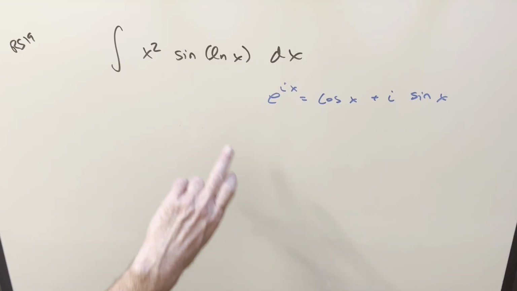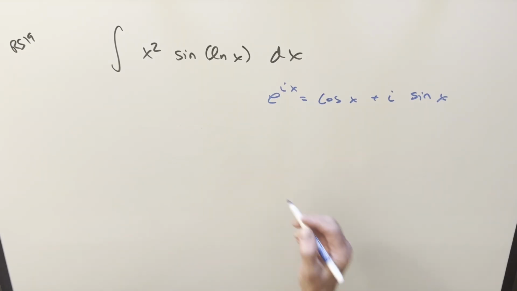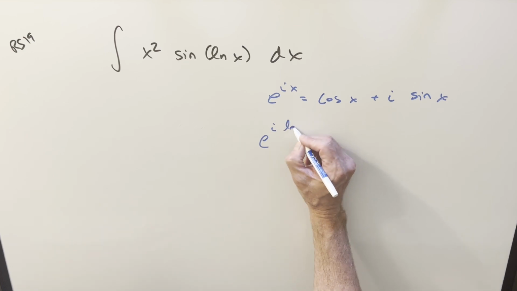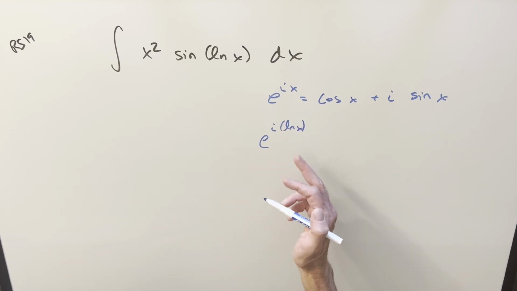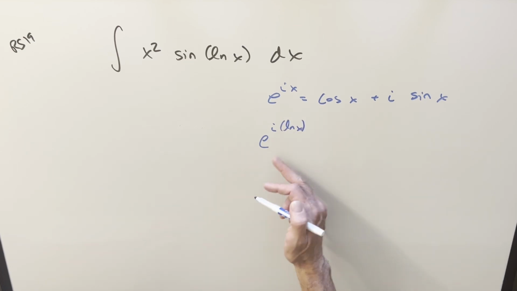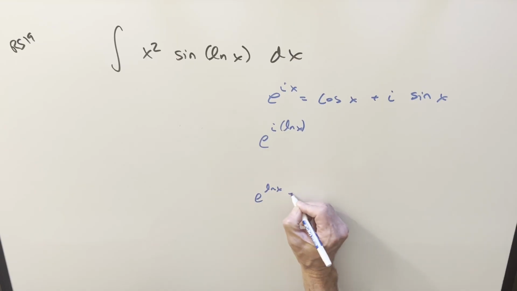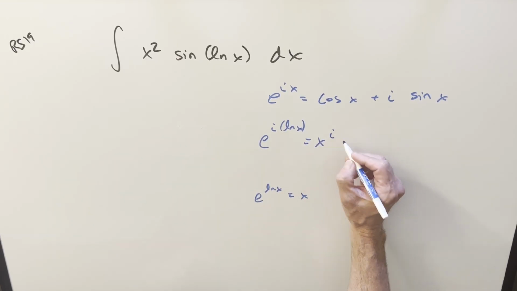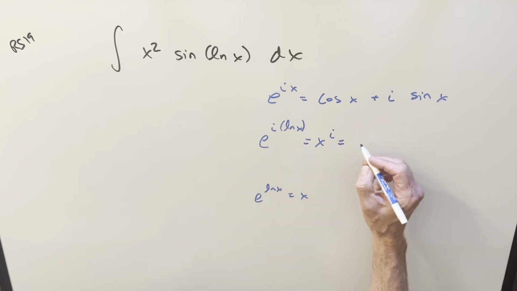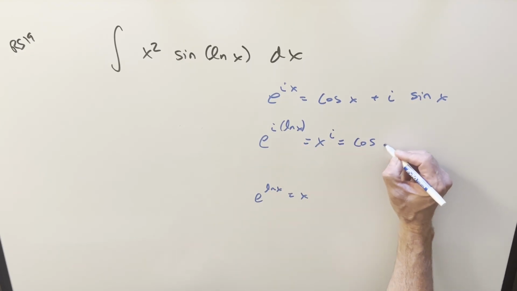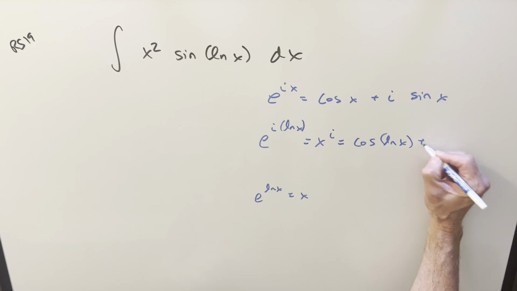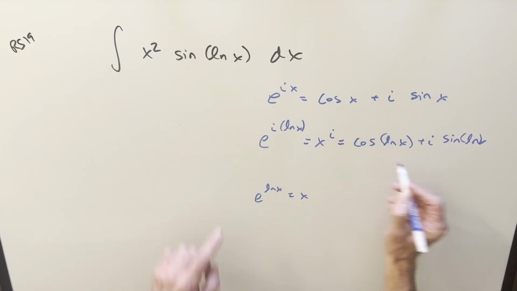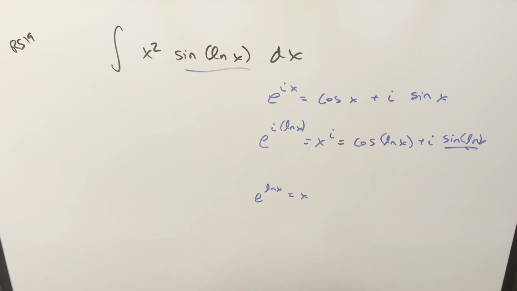Now for our problem, we have the sine here. What we could look at is what happens when we input ln x for x, just plugging it into this same formula. First of all, with log properties, e to the ln x is the same thing as x, so this is actually the same thing as x to the i. But then plugging in on the right side, this is going to become cosine ln x plus i sine ln x, and that's exactly this thing right here.